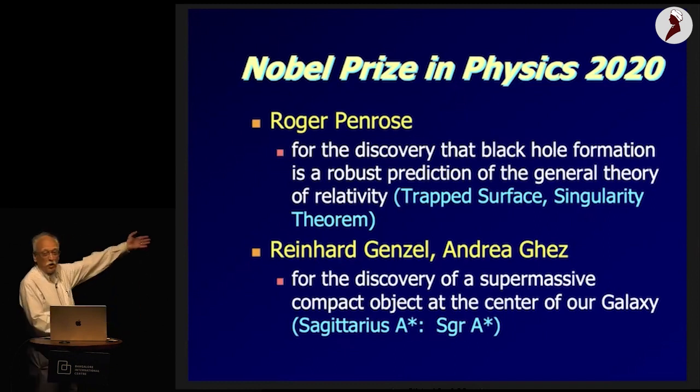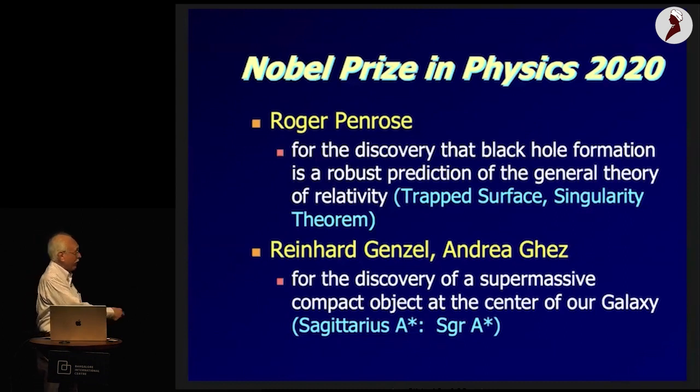So this prize, as you know, just a few years ago, 2020, was given jointly to Roger Penrose, who did very fundamental theory on gravity and black holes, and to the observational scientists, Genzel and Ghez, who did those wonderful experiments with the orbits of stars. And this is the object, Sagittarius A star.